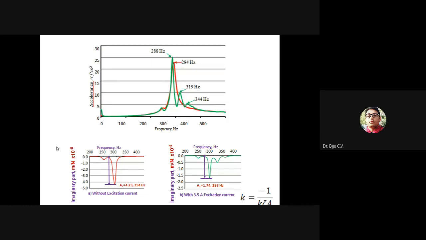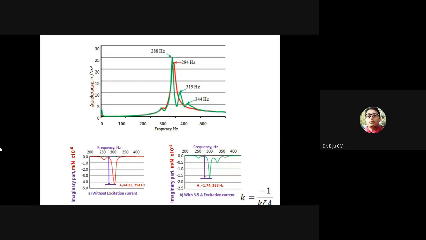If you apply a higher magnetic field, this is only 3.5 amps current applied to some toroidal magnetic core. So if you use electromagnetic material having high magnetic intensity, you can get more shift. That means from 288 you are getting 294, and moreover you are getting some additional peaks also, 39 like that. That means different frequencies you can generate. You can tune your frequencies, and you can have different stiffness.